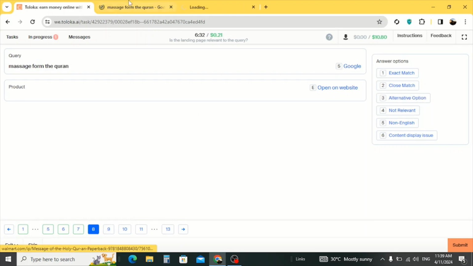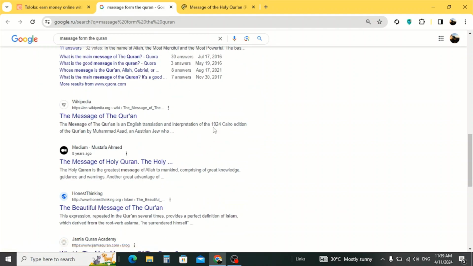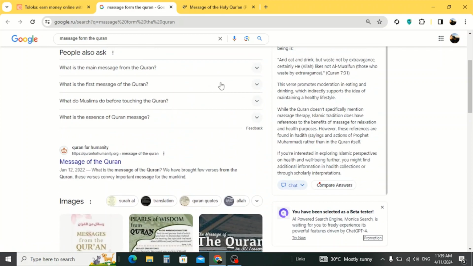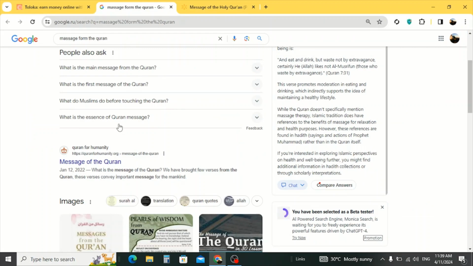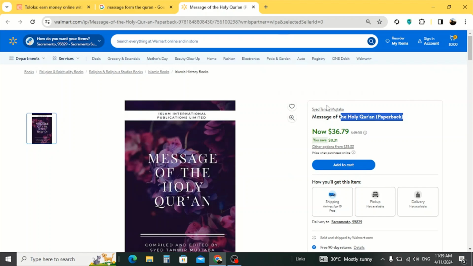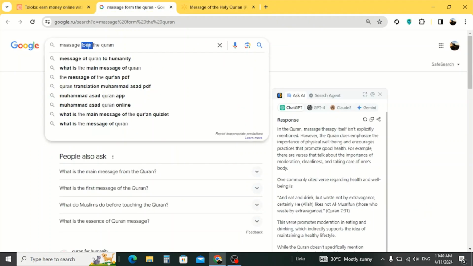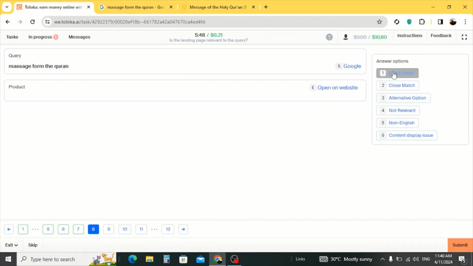Message from the Quran. This is a pretty vague query, because the holy book Quran is a complete message as a book, but what is the message from? Message of the Holy Quran. Okay, it is a book, but it is a message from the Holy Quran. Might be the user is looking for the same book, but typed message from the Holy Quran, and we are being offered message of the Holy Quran. So I would go for exact match because the user might be looking for a book, as this type of query in general nobody makes.